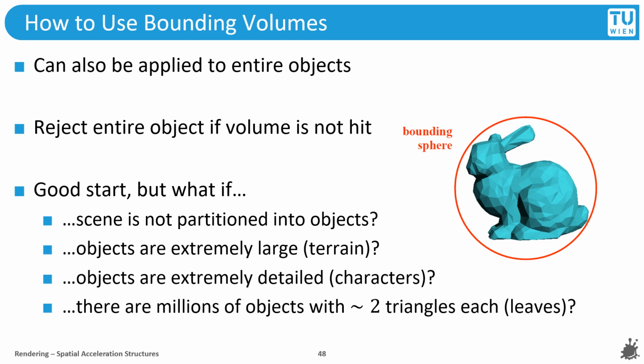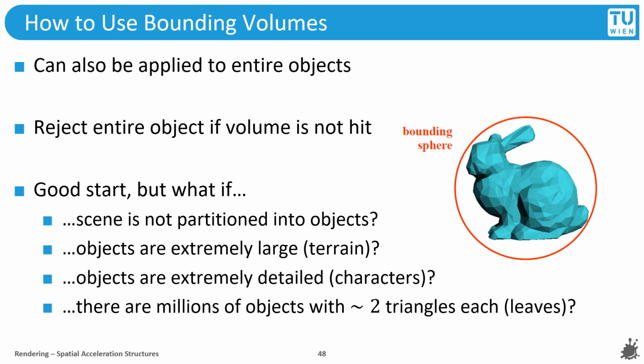Of course, bounding volumes can not only be applied to individual triangles, they could also be applied to entire objects. And that would allow us to reject entire objects if their bounding volume is not hit. And that would actually be a very effective way of saving unnecessary intersection tests with several millions of triangles. And it would be a good start, but there are certain cases where this does not help us. For instance, what if we simply don't have that partitioning of our scene into individual objects? Or what if the objects in our scene are extremely large, for instance, terrain, and the enclosing bounding volume basically takes up the entire viewport?